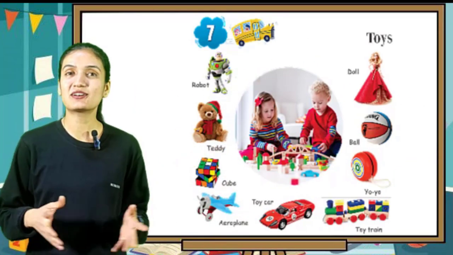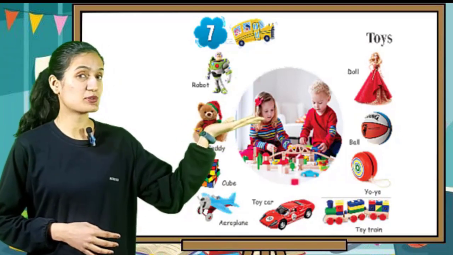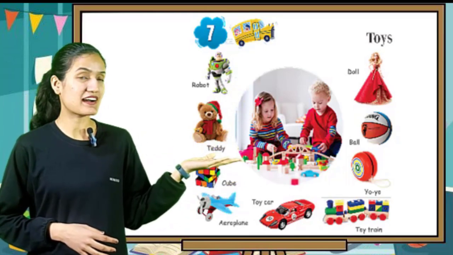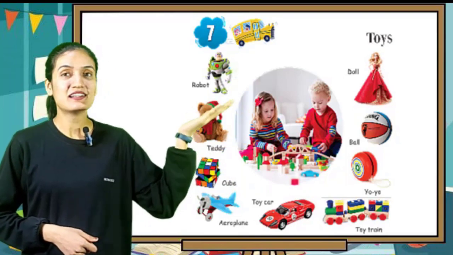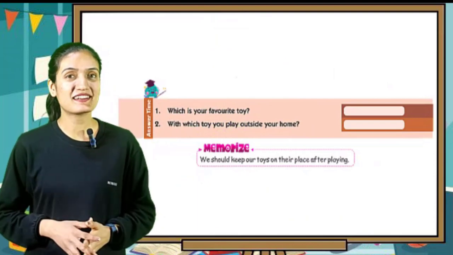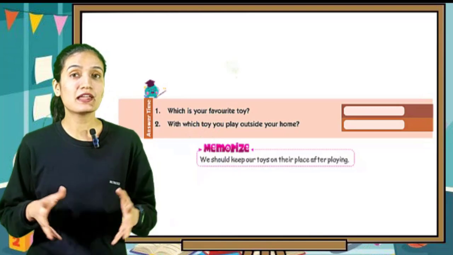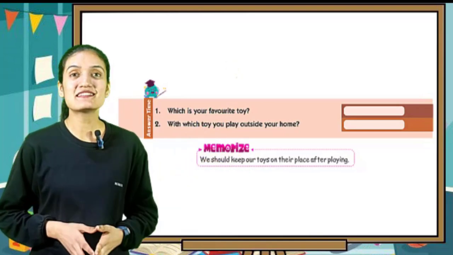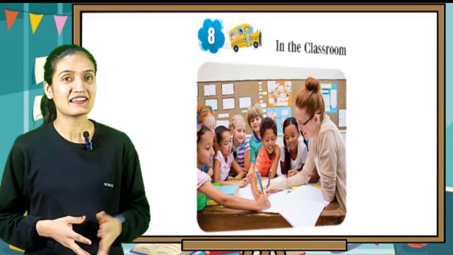Now chapter 7, toys. Here are some toys given. You like robot, teddy, cube, aeroplane, toy car, toy train, yo-yo, ball, doll. Answer time. Which is your favorite toy? Write down here. Second, with which toy do you play outside your home? Memorize. We should keep our toys in their place after playing.